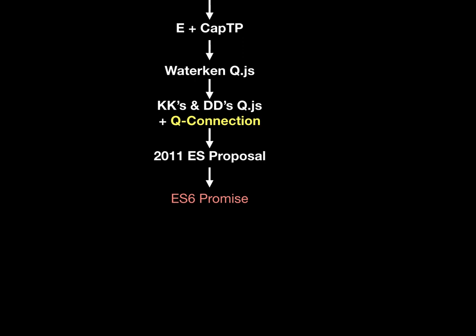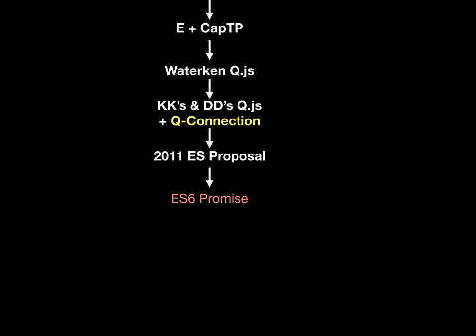And the E design first made it into JavaScript with the Waterken Q API. The Waterken Q API then became the widely adopted variant done by Kris Kowal and Domenic Denicola, also called the Q API. That led directly to the 2011 ECMAScript Promises proposal that in turn turned into the promises we have in ECMAScript 6. The systems shown in white here, I'm using the white color to indicate the systems that were designed to support distributed promise pipelining. I'll be explaining shortly what promise pipelining is, but these systems that did distributed objects did it with distributed promise pipelining, and they got a tremendous payoff from supporting promise pipelining correctly.